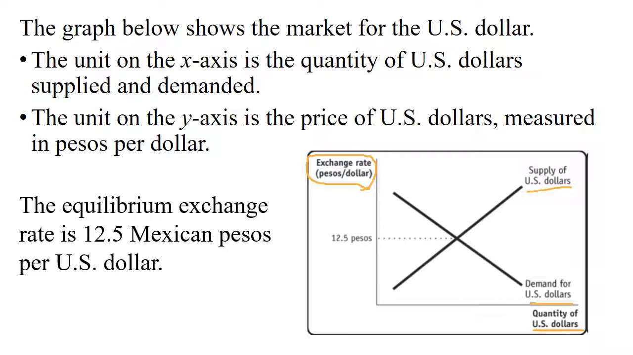If we were drawing the opposite model, we would have supply of pesos, demand of pesos, quantity of pesos. The price would be in dollars, and the exchange rate would be dollars per peso.